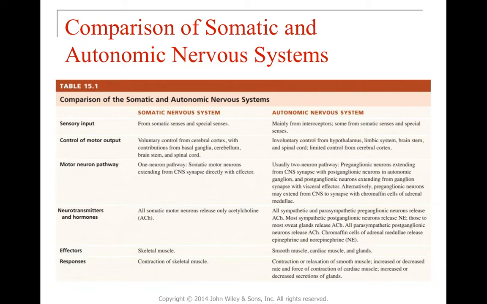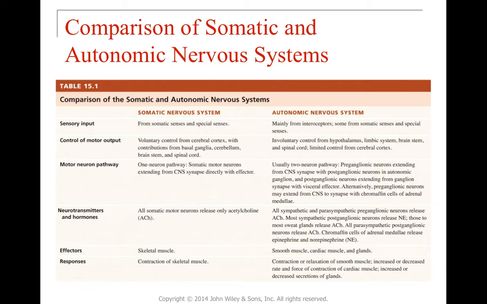With the somatic nervous system, the effectors are skeletal muscle, which results in the contraction of the skeletal muscle so you can move things around. With the autonomic nervous system, the effectors are smooth muscle, cardiac muscle, and glandular tissue. And that's going to have the response of either contraction or relaxation of the muscle, depending on if it's a muscle that you want to increase or decrease, right?